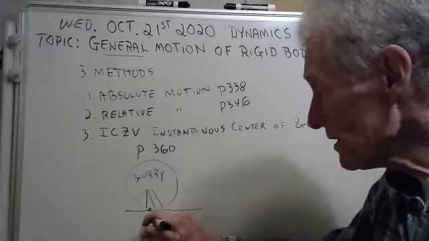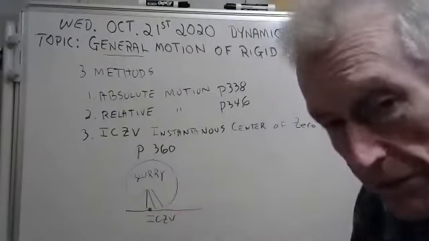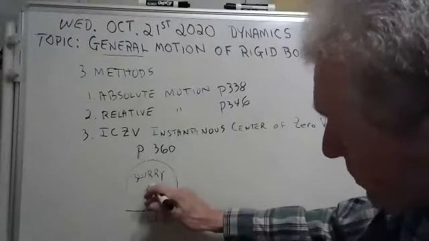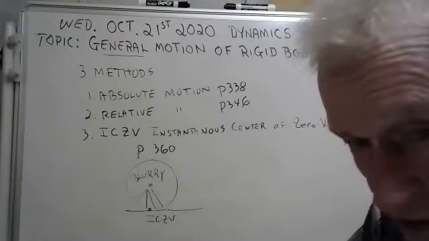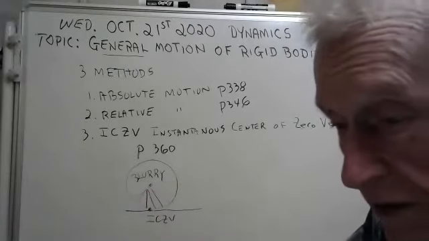If this is the ICZV, every point on that wheel is rotating about that point. It's not rotating about the center. See, that's where students get confused. They see that bicycle wheel and they say, oh, it's rotating about the center. No, it's not.